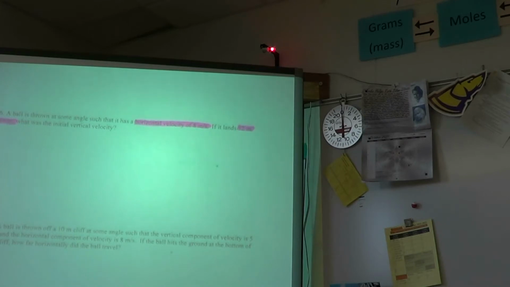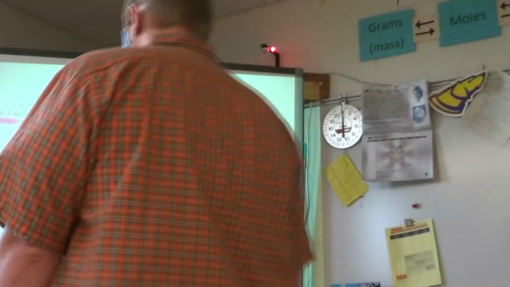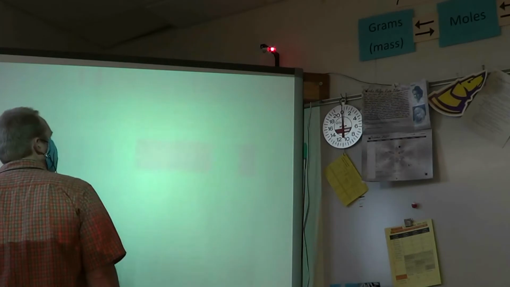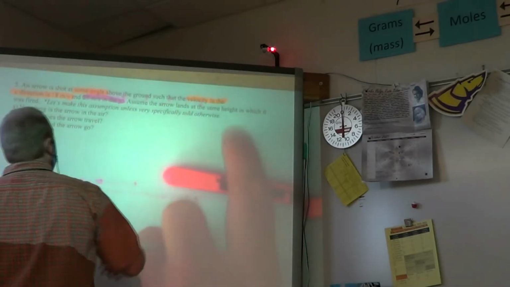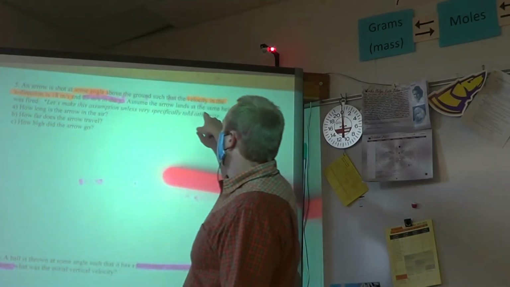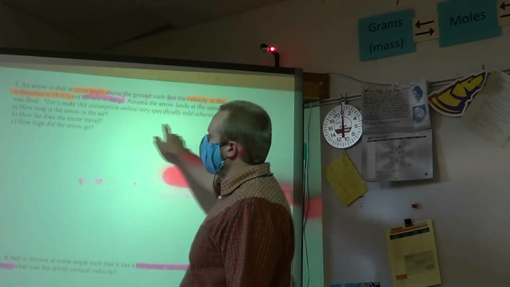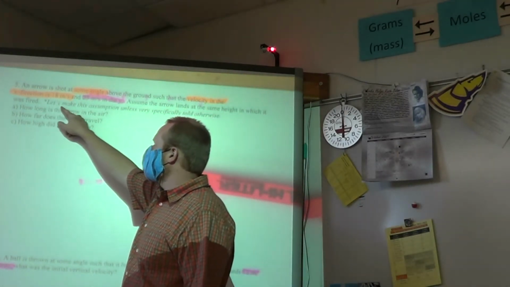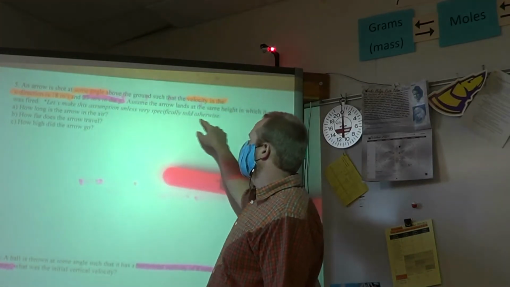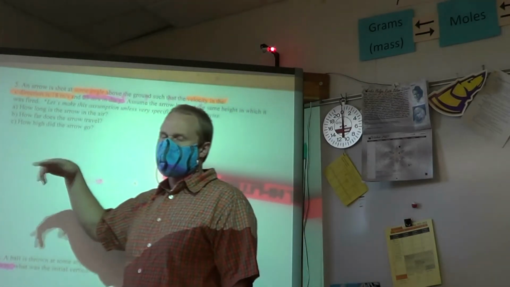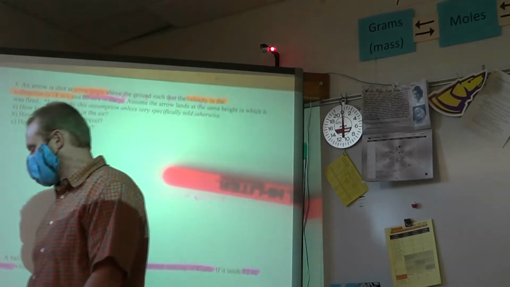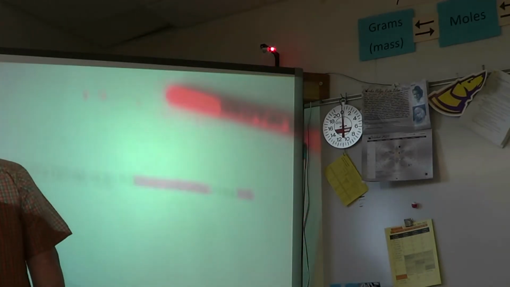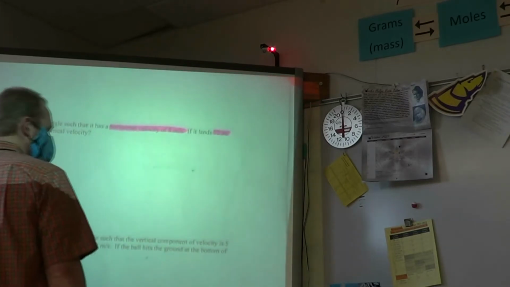Now, I do want to remind you that in question number 5 yesterday, we assumed the arrow lands at the same height at which it was fired. Let's make this assumption unless very specifically told otherwise. Unless I very specifically tell you that they don't start and end at the same location, we're going to go with the assumption that they start and end at the same height. It's a delta y is equal to 0.